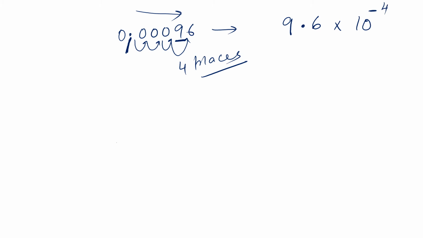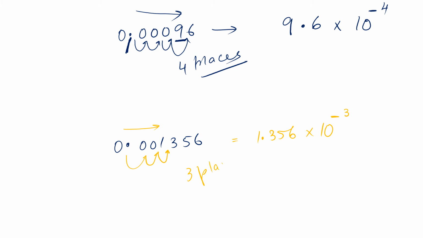Let's do one more. 0.01356. Okay, let's practice one more. Where are you going to move? You are going to move to the right. Okay, now how many places? 1, 2, and 3. So my answer will be 1.356 times 10, 3 places. It means to the right is minus, and then 3 places means 3 as an exponent.